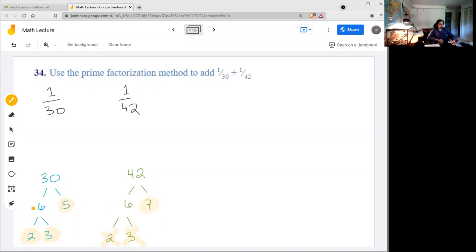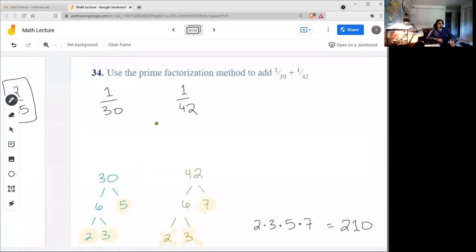So I go back to the first tree. Do I have a 7 to cancel out? No. So once I put everything together, the 2 times the 3 times the 5 that I highlight, and then times the 7, that's going to give me the 210 that we got before.